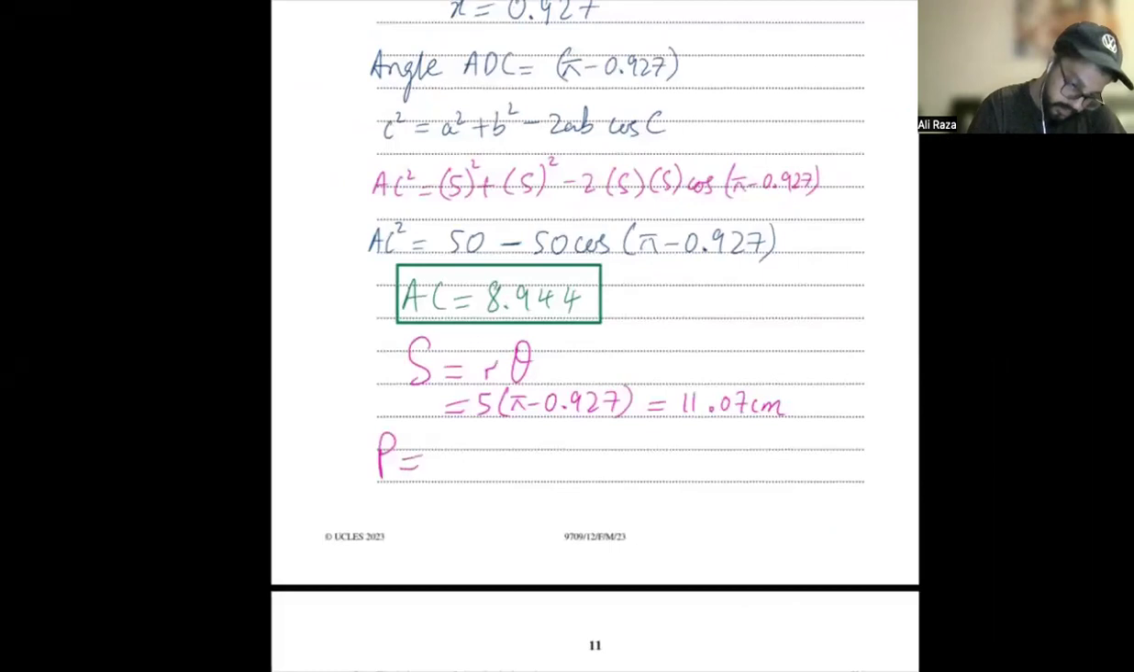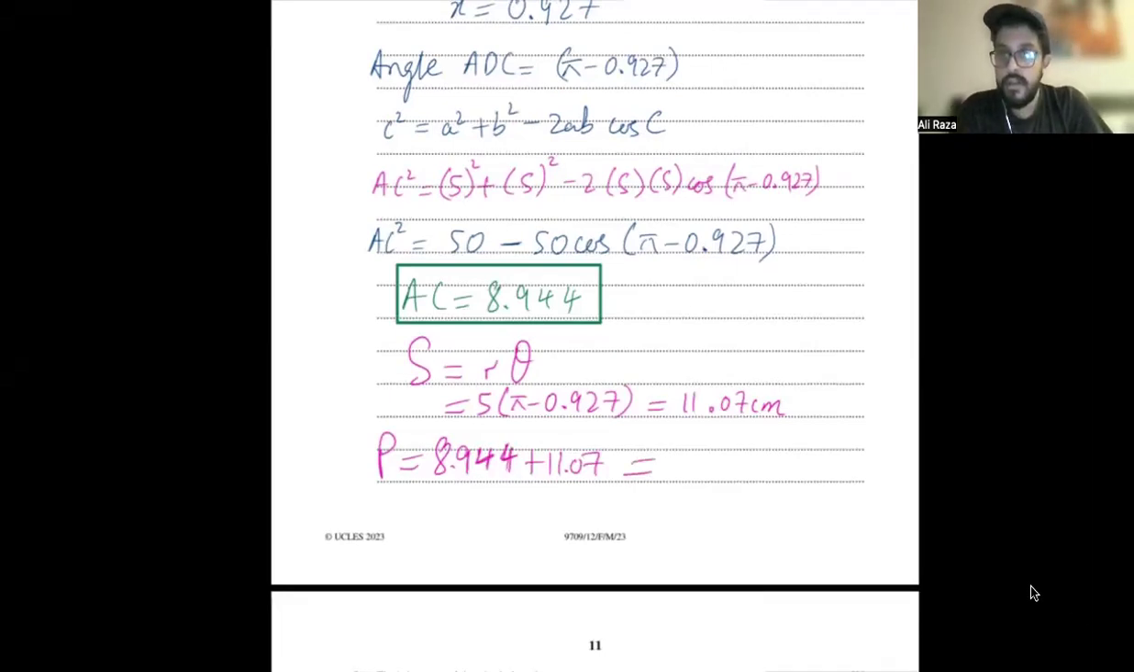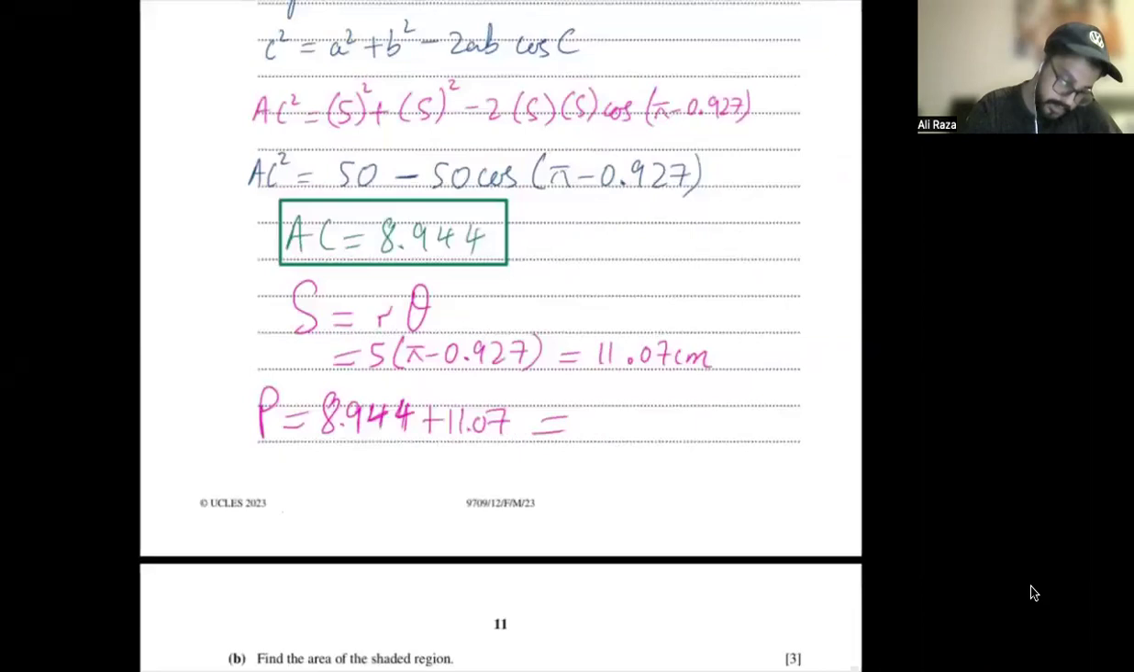The perimeter would be 8.944 plus 11.07, resulting in 20 centimeters.